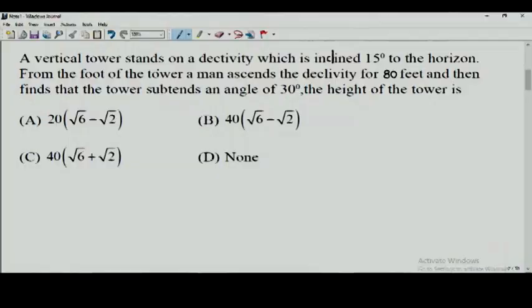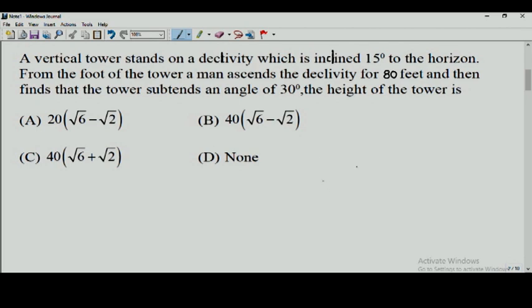A vertical tower stands on a declivity which is inclined 15 degrees to the horizon. From the foot of the tower, a man ascends the declivity for 80 feet and then finds that the tower subtends an angle of 30 degrees. The height of the tower is.